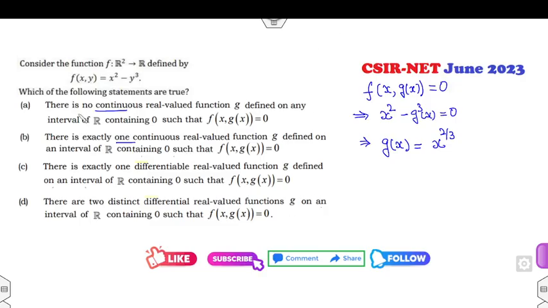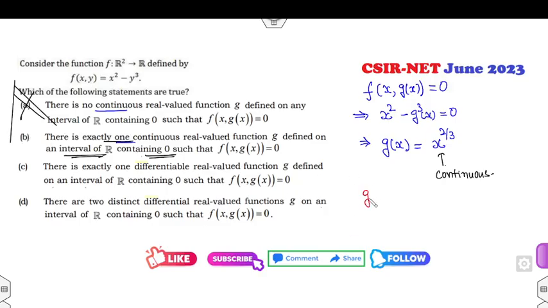Now look at the options. There is no continuous function. You can see this is my continuous function, so this option is cancelled out. Next, there is exactly one continuous real valued function defined on the interval containing 0. So 0 is contained in this. That is exactly one correct option.